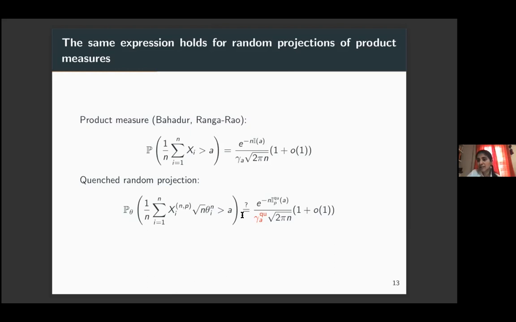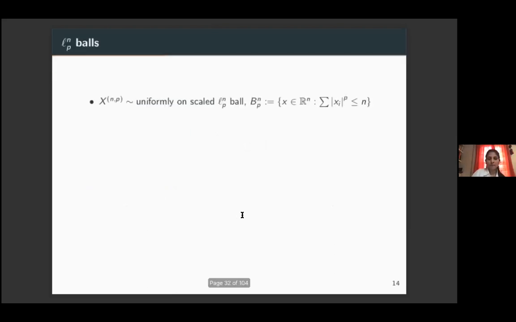The question is, is that true? I'm not saying this is how it is. I'm asking, do we have something similar? It looks similar. Do we have something like this? So that's what we're trying to investigate. Okay.